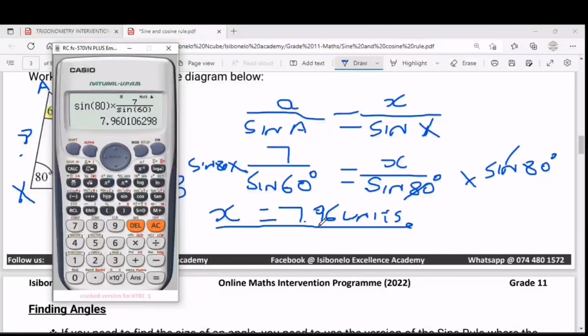So if it said rounded to the nearest whole number, then it would be 8 because it's a 9. But here I want it rounded to 2 decimals. So that is why after the comma we take 2 digits, which is 9 and 6. So the answer depends on the information about how to round off.